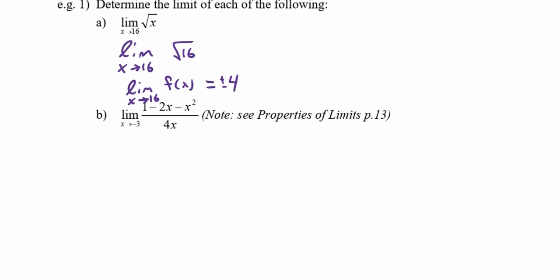So the limit... Here, I'll just leave it like that. So again, we can just throw that number in. Let's see what we get. So if we go 1 minus 2 times negative 3 minus negative 3 squared over 4 times negative 3.